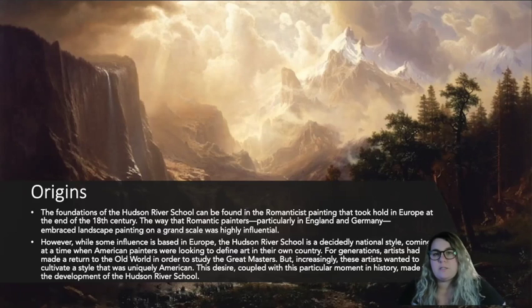While some influences are based in Europe, the Hudson River School is decidedly a national style, coming at a time when American painters were looking to define art in their own country, their own culture of art. For generations, artists had made a return to the old world in order to study the great masters. But increasingly, these artists wanted to cultivate a style that was uniquely American. This desire, coupled with this particular moment in history, made for the development of the Hudson River School.